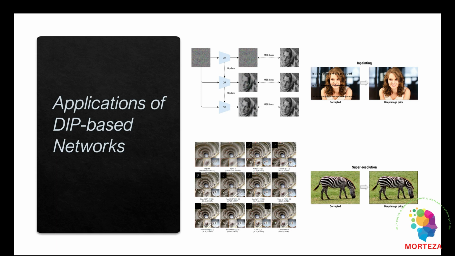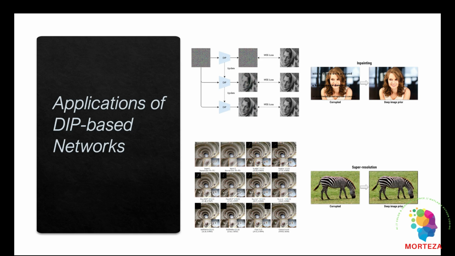Deep image prior based networks are primarily used for image restoration tasks, which include image denoising, image inpainting, super resolution, deblurring, and colorization. Denoising is one of the most common applications of DIP networks. The goal is to remove noise from an image and restore it to a clean version. DIP networks learn the natural image priors that allow them to fill in missing information and reduce noise.